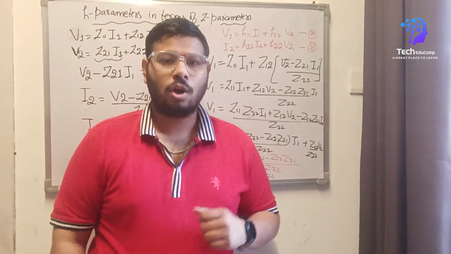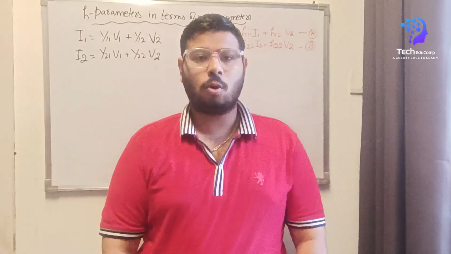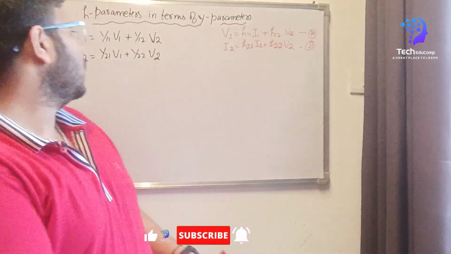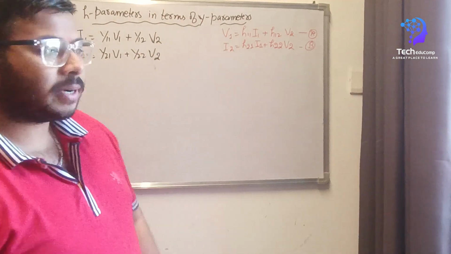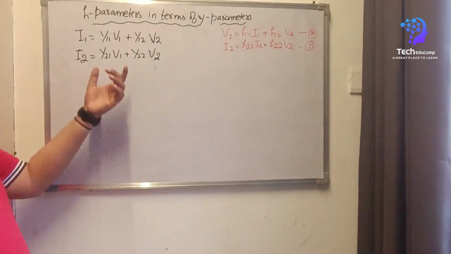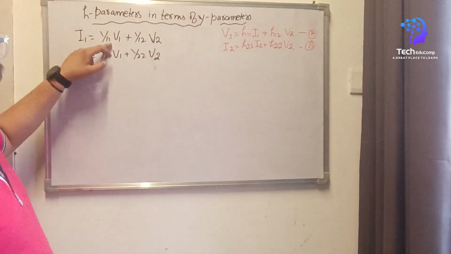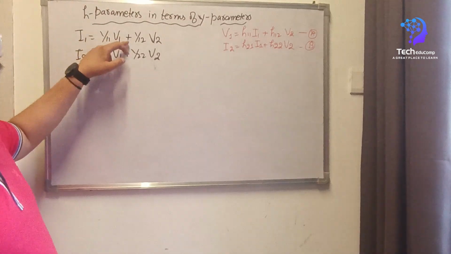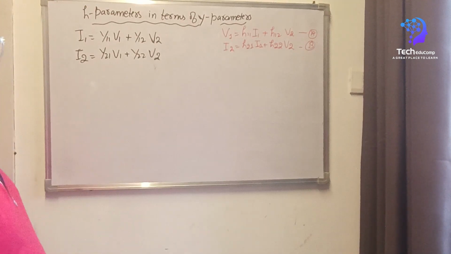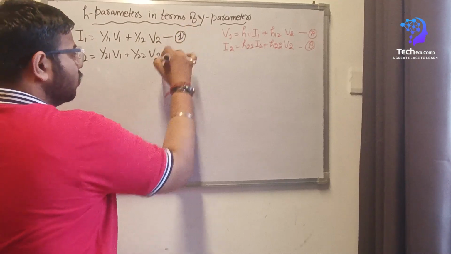So now let's move on to the second part, that is how to write H parameters in terms of Y parameters. So now we will discuss how we can write the H parameters in terms of Y parameters or admittance parameters. We all know the equations for the Y parameters. So it's I1 equal to Y11 into V1 plus Y12 into V2, and I2 equal to Y21 into V1 plus Y22 into V2. So these are the two equations. This is equation number 1 and this is equation number 2.